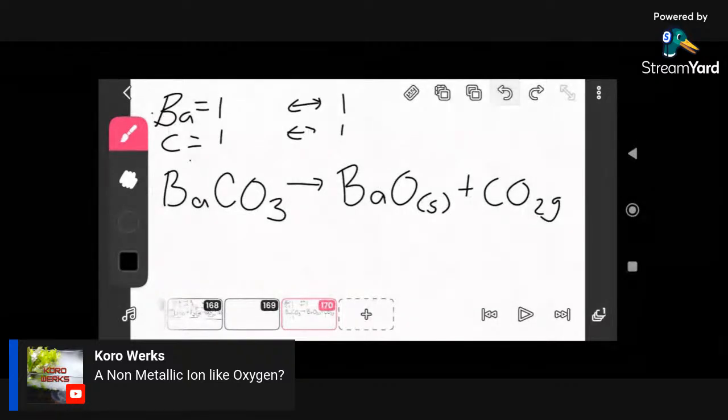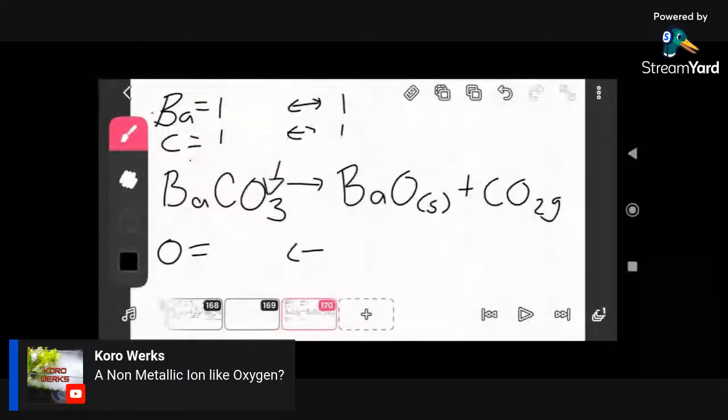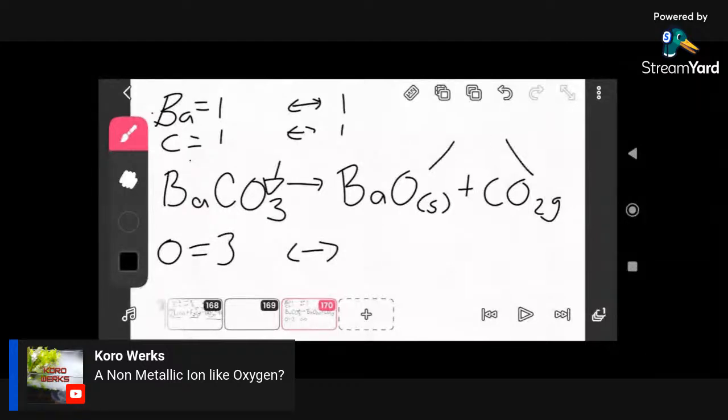All right. So now oxygen on the left side, you see that? Let's count them. So there's 3 right here. My bad, guys. So I got 3 oxygens right there. And then on the right side, there's 1 and 2 right here. See that? There's also 3.